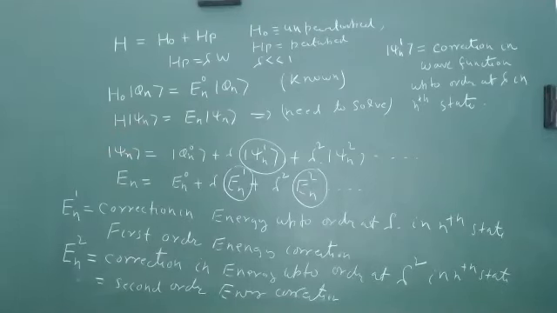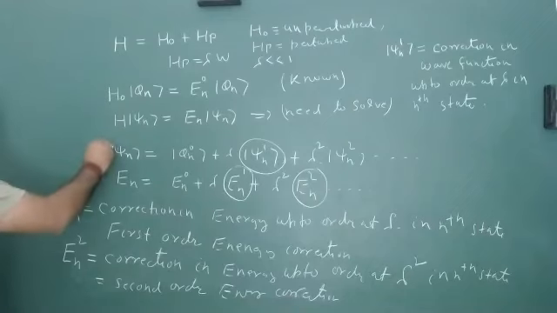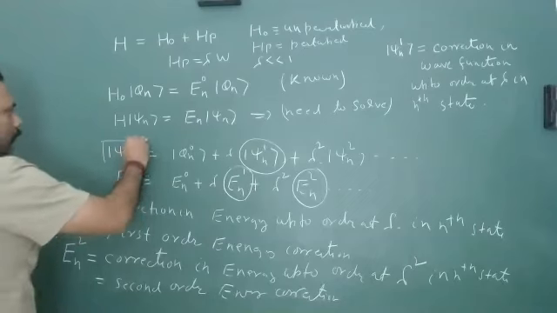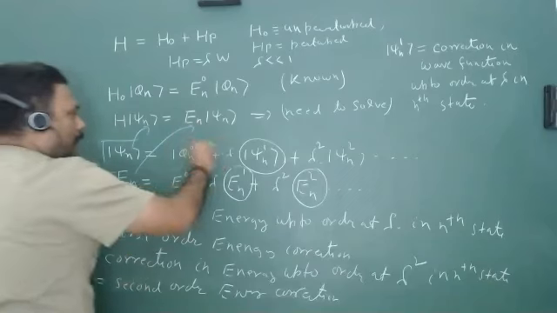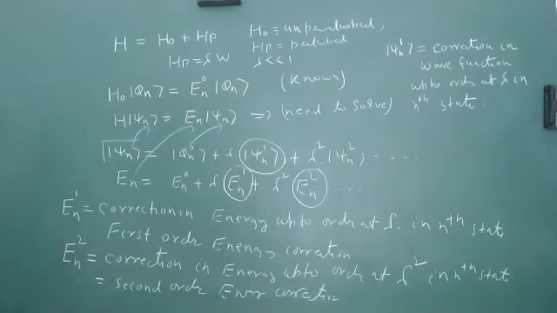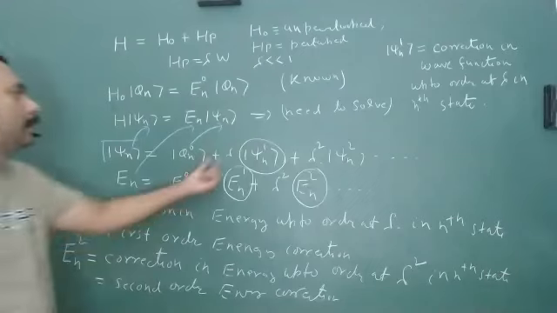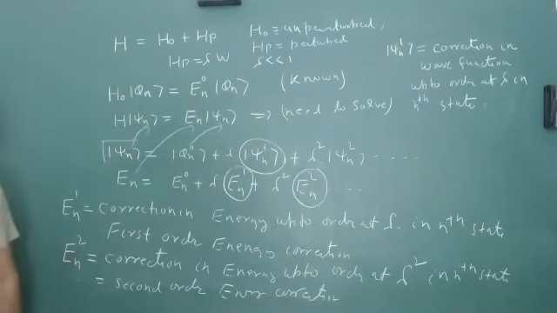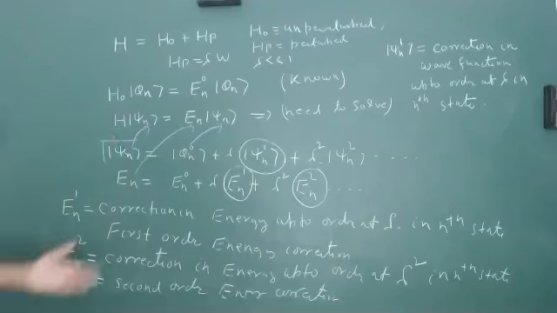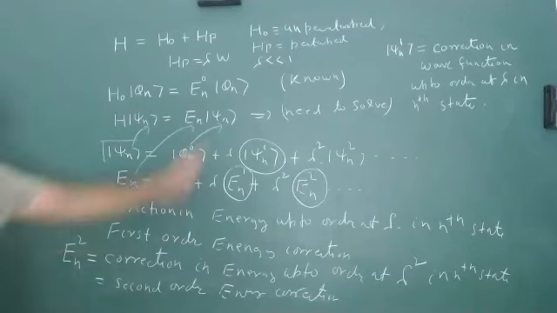I am not going to do unnecessary calculation. We will put this particular equation here, this En here, and again this ψ here. So you have a huge lengthy equation, and then you will just equate the coefficient of lambda and lambda square on both sides, and you can get the En1, En2, and ψn1. This is the whole idea.